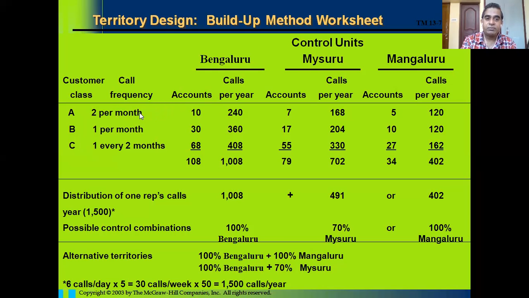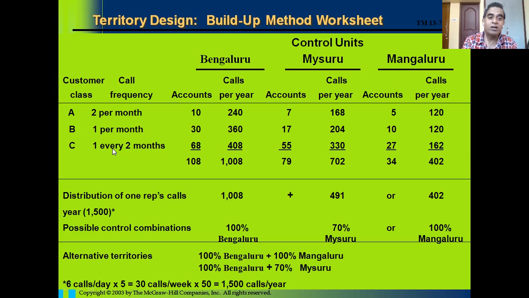Now there are 2 calls per month required, and there are 12 months in a year. So 2 calls per month into 12 months, 24. 24 into 10 customers, 240 calls per year on A class customers. Same way, 1 call per month for B class customers. There are 12 months in a year, 1 into 12 is 12. And there are 30 customers in Bengaluru. So 12 into 30, 360 calls per year are required for B class customers.